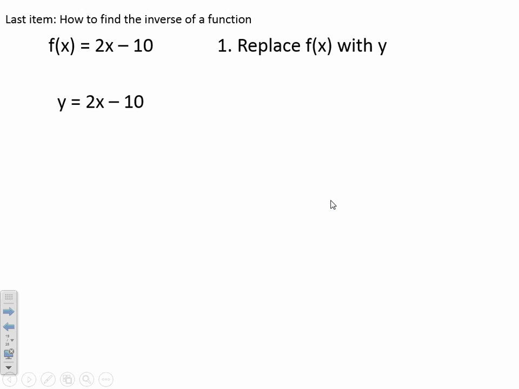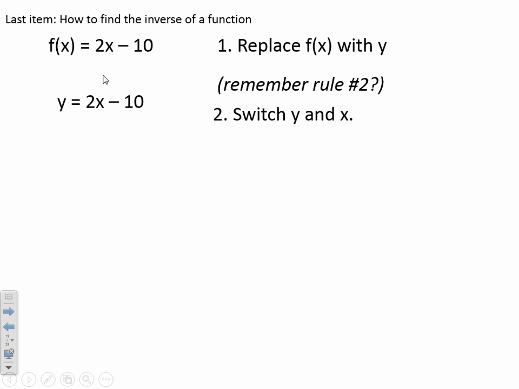You could get away with skipping this step as long as instead of switching y and x, you switched f of x and x. But you could always just make it y equals so that you could switch y and x. Because remember, f of x and y, they mean the same thing. So once we replaced f of x with y here, now remember rule number 2 up at the top, your 5 things to know. We switch y and x. So we end up with x equals 2y minus 10.